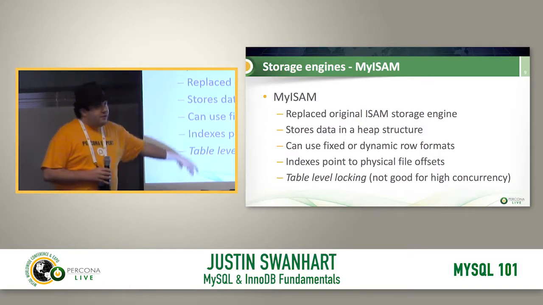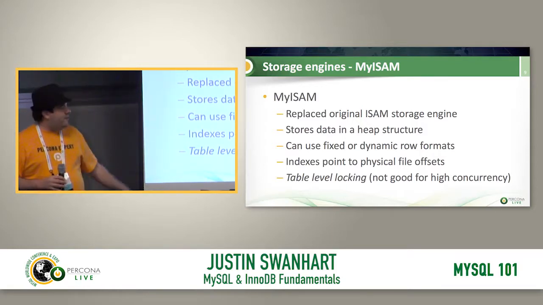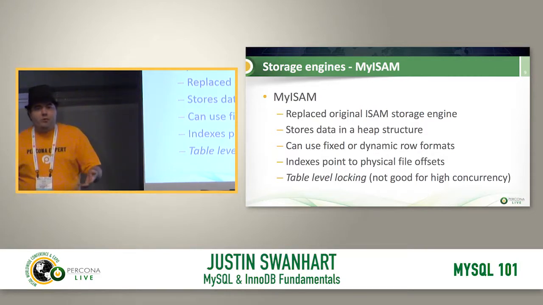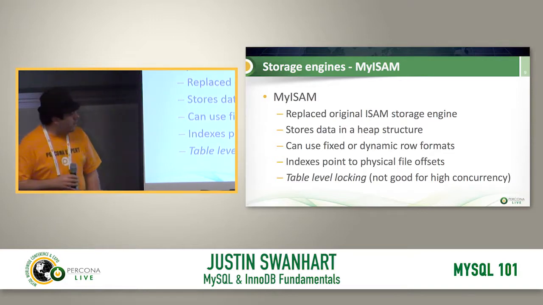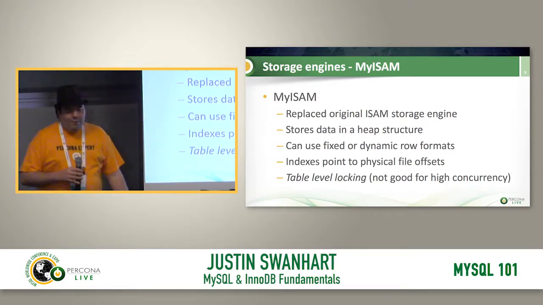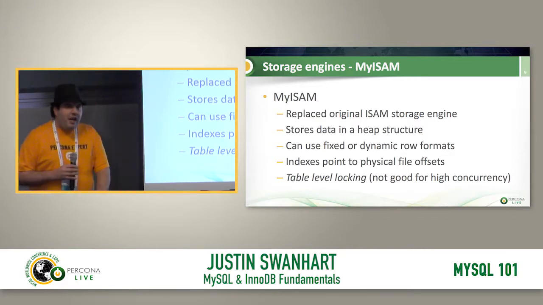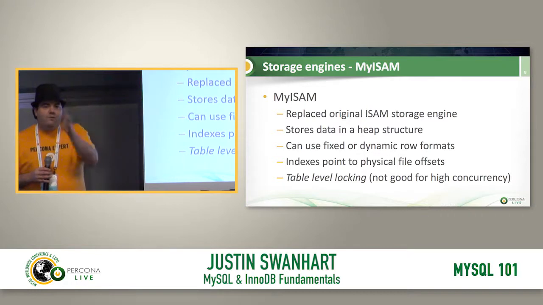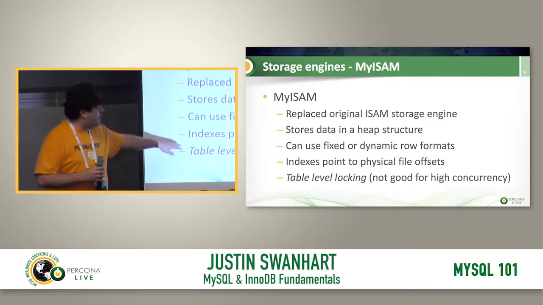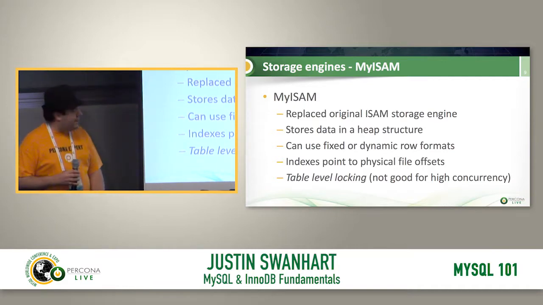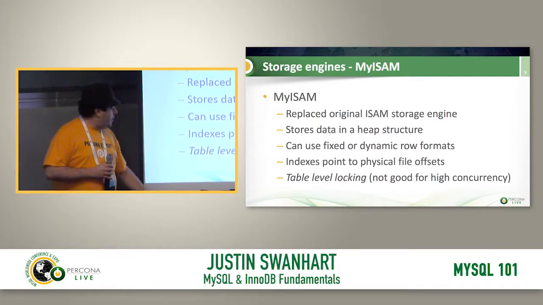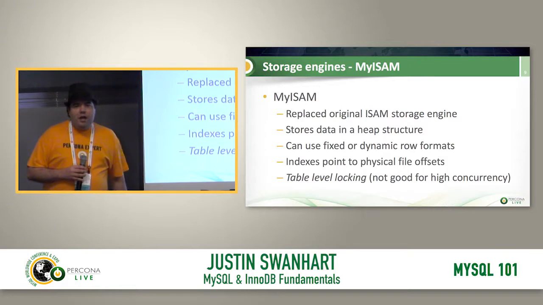It can use either fixed or dynamic rows. If you use fixed rows, the rows are fixed width, but you can seek through the file a lot faster because you don't have to worry about the dynamically sized rows versus the dynamic row format. The indexes in MyISAM point to actual file offsets in the data file, right? These aren't like InnoDB indexes, which we'll talk about, that are index organized. So they're physical offsets. And it has table level locking.